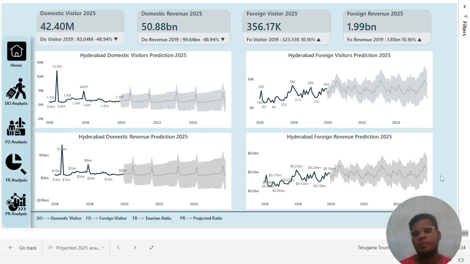And now we are in the projected analysis. In this particular dashboard, we are going to discuss the predictions for the future. Until now we have just been seeing the actual data, the revenue, which places people visited, and a lot of other things. After that, we predicted what happens in the future, which means in 2025, how many people are expected in Telangana.